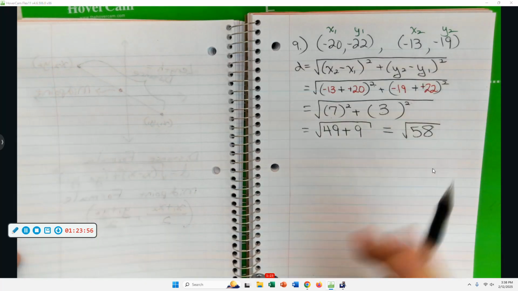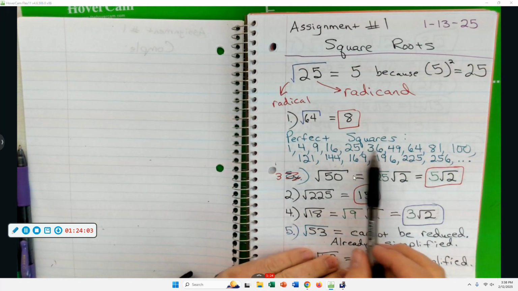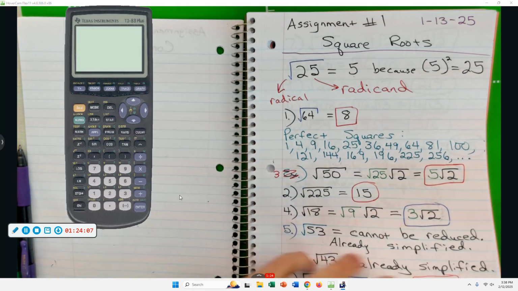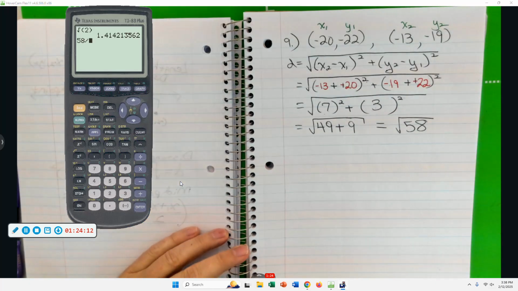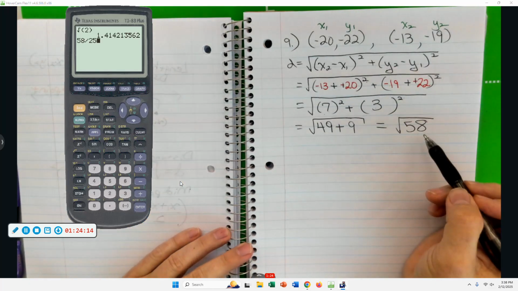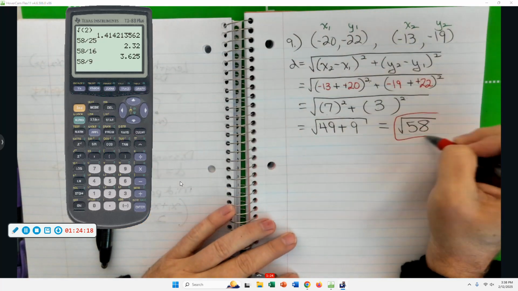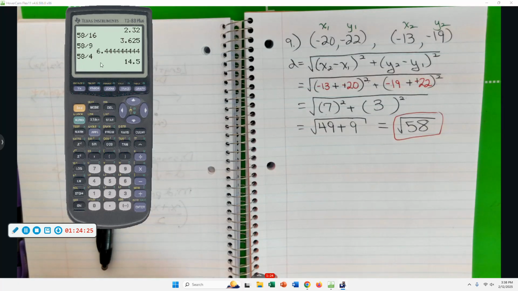Any perfect square factors that divide evenly into 58? Other than 1? I don't think so. It's 2 times 29 is the prime factorization, and there's no repeated factors. You're just stuck with the square root of 58 as your answer. Any questions there? So no perfect square divides evenly into 58.